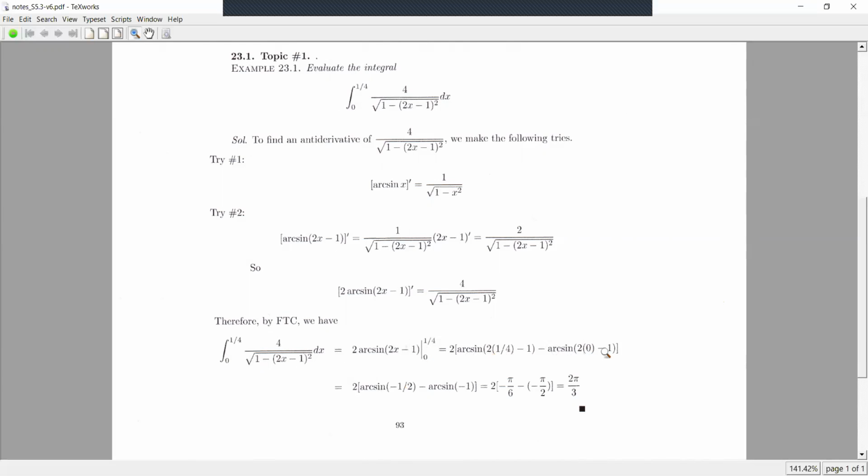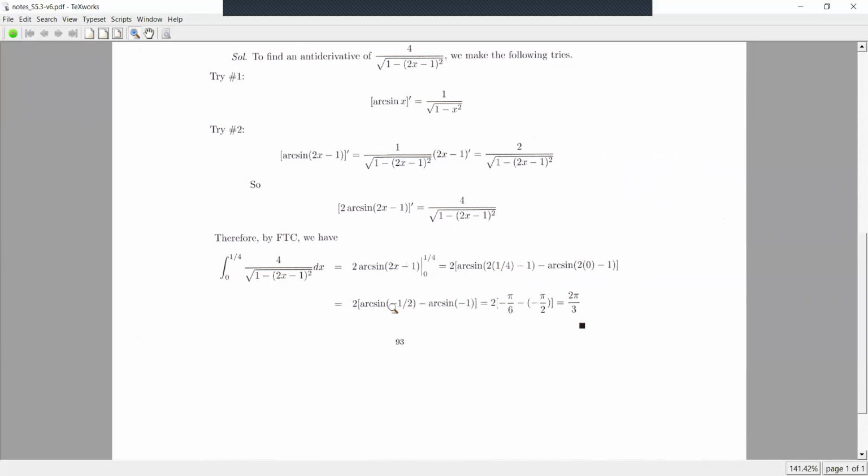Now calculator. 2 times 1/4 minus 1 is negative 1/4. And this is 2 times 0 minus 1, negative 1. Arcsine of negative 1/4 is negative pi over 6. Arcsine of negative 1 is negative pi over 2. So therefore, this integral is 2 pi over 3.